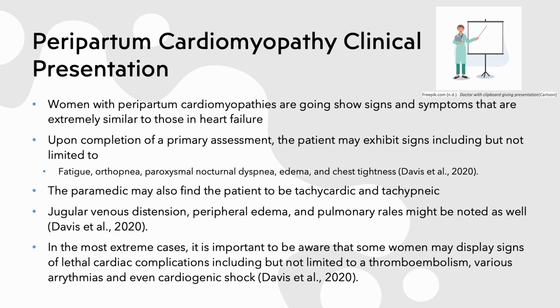And with some later signs and symptoms, or noticing that the patient is deteriorating a little bit more, you may also note some JVD, and when you auscultate, you may also hear some pulmonary rales. When talking about the most extreme cases of peripartum cardiomyopathies and the clinical presentation of these patients, these women may present with lethal cardiac complications that are going to show as a thromboembolism. They may have various different arrhythmias, as well as they may be showing signs of cardiogenic shock.